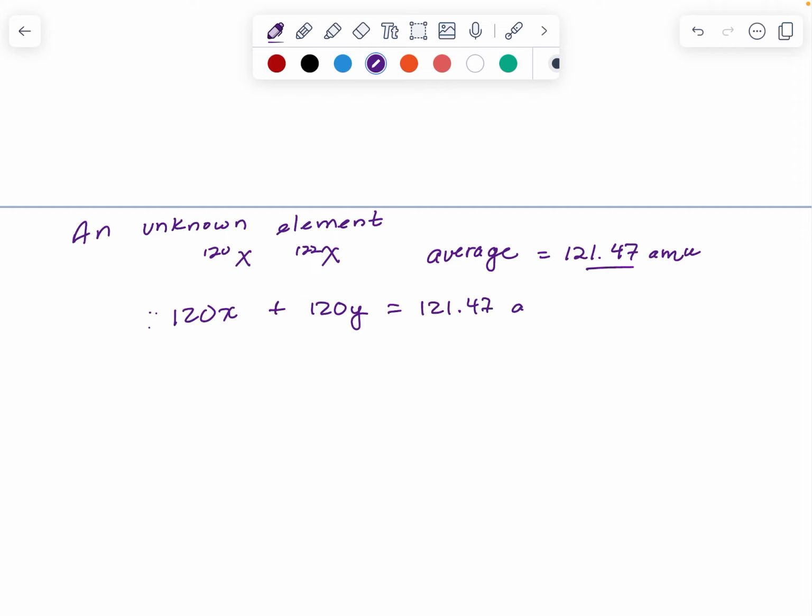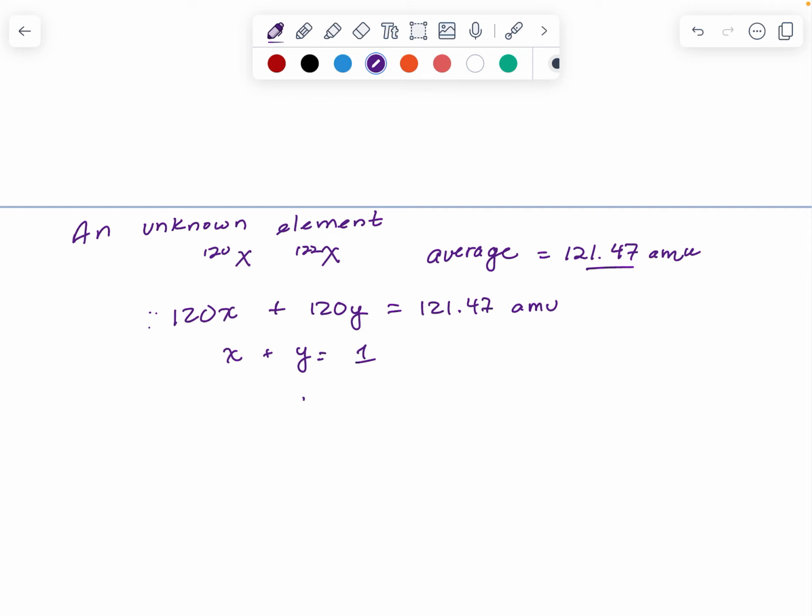121.47 atomic mass units. The other thing we know is that these two isotopes are the only ones that occur in nature, and so X plus Y is equal to 100% when they're expressed as percentages, but when they're written as their decimal values, we know that X plus Y equals 1. So we have this classic algebraic problem where you have two equations and two unknowns, and we can use substitution of one into the other to solve, where we have one equation and one unknown.